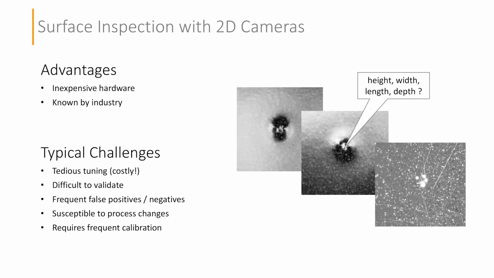Surface inspection is commonly performed using conventional 2D cameras. This has clear advantages. The hardware is inexpensive, well-established, and a large range of image processing tools is available. However, the appearance of a surface defect in a 2D image strongly depends on illumination, surface reflectivity, and viewing geometry. The three images shown here, for example, all represent the same defect under different imaging conditions. Its appearance changes significantly, and although we can measure lateral dimensions in the image, properties such as defect height or depth cannot be determined directly from intensity information alone.